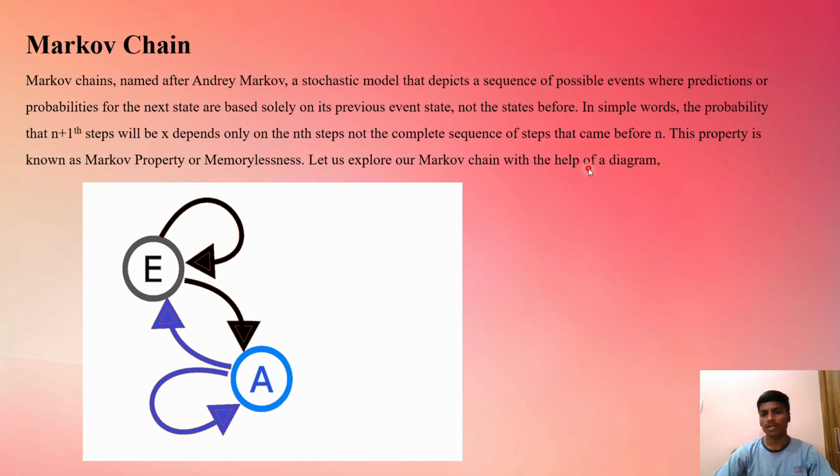Let us explore a Markov chain with a diagram. So this is E and this is A. As we know, the n plus one step will be x depends only on the nth step, not the complete sequence of the steps that came before n.